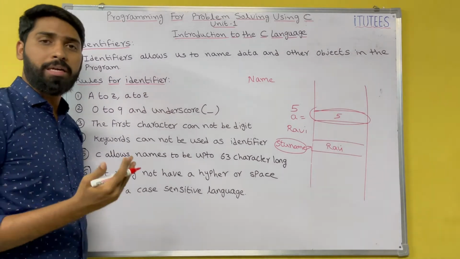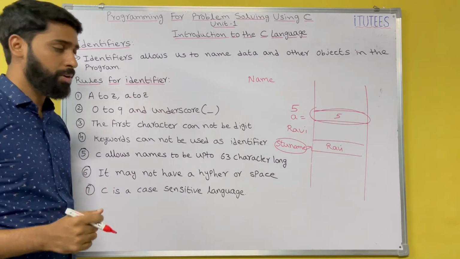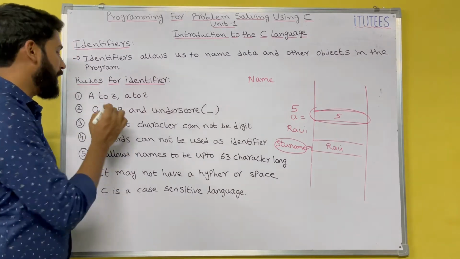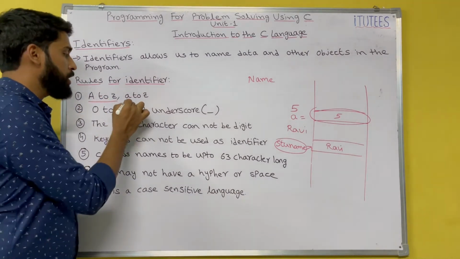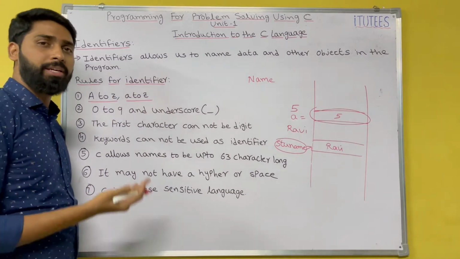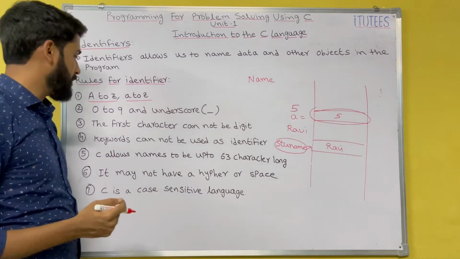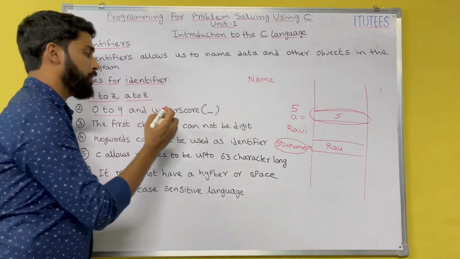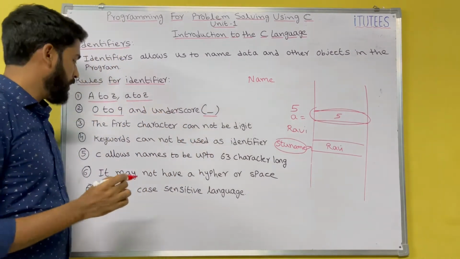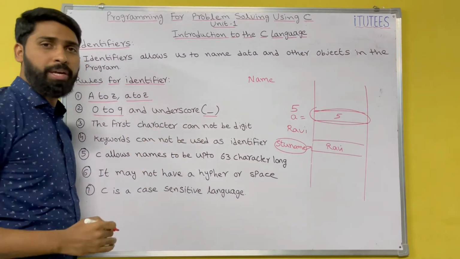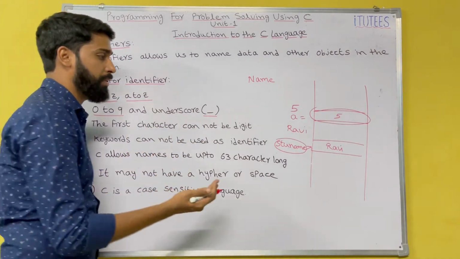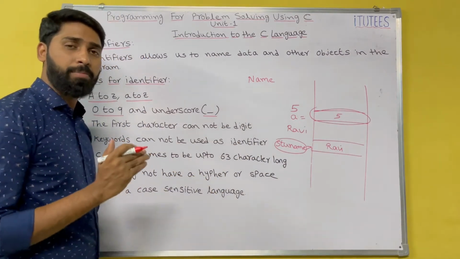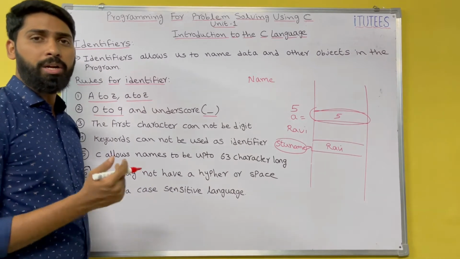Okay, so now we are going to see what rules we follow when we create identifiers. The first one is, the identifier contains the letters A to Z or small a to z. You can use either capital letters or small letters, and you can use digits also, 0 to 9, and you can use underscore. The first character cannot be a digit. When I am defining a variable, the first letter cannot be a digit. It must be either a letter or an underscore.